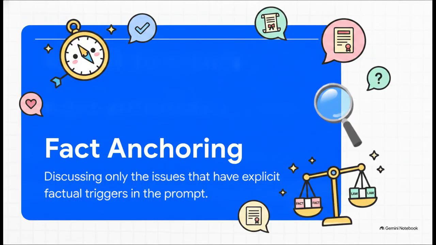And this brings us to the golden rule of this entire explainer: fact anchoring. The crucial point here is that you must anchor every single piece of law directly to a specific fact in the story. You only discuss issues that have explicit factual triggers in the prompt. If you just start dumping rules from your outline that have no factual support whatsoever in the prompt, you're going to yield absolutely zero credit. Fact anchoring has to be your compass.